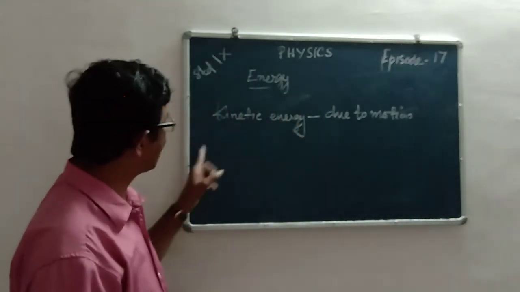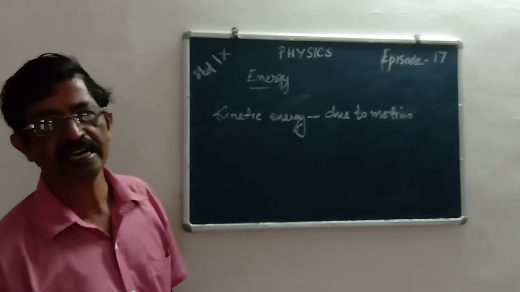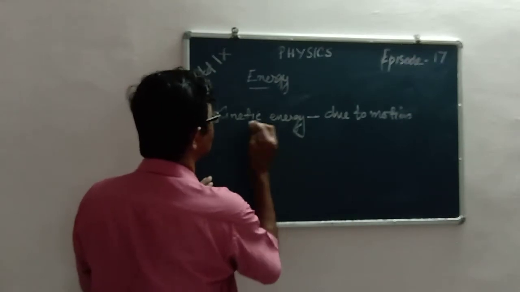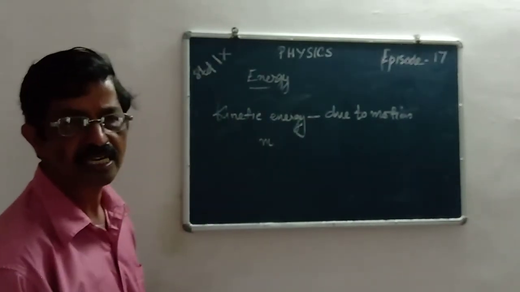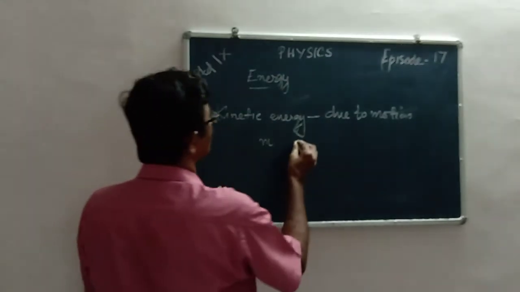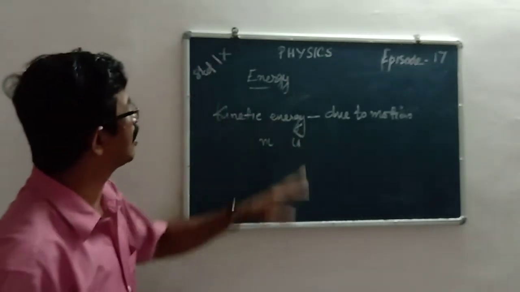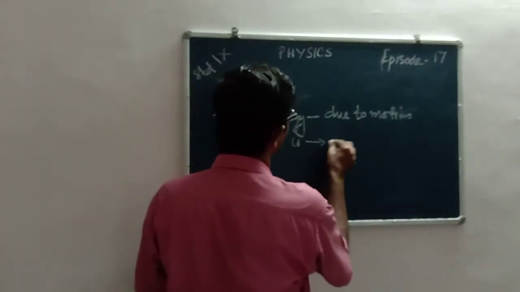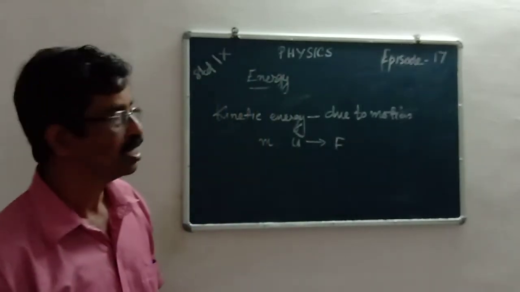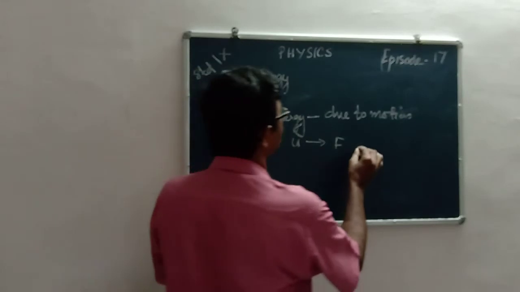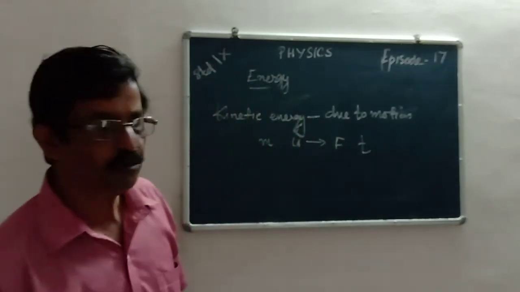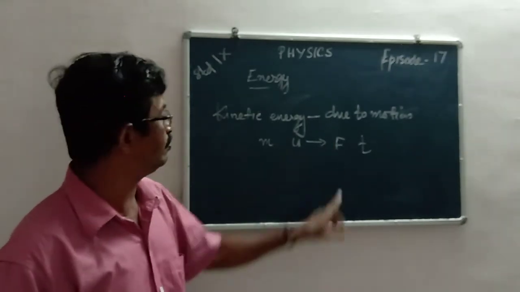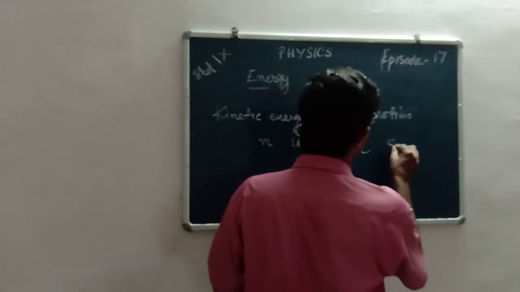Now we can find the relation connecting kinetic energy. See, consider a body of mass m that is moving with a velocity u. Then a constant force F acts on it for a time t, and it produces a displacement S.